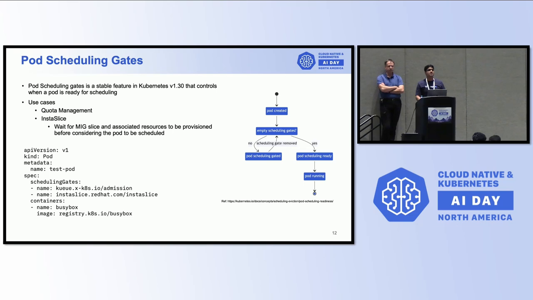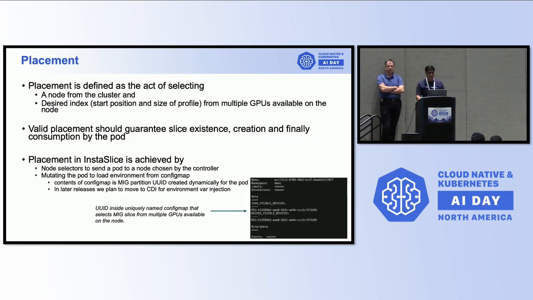The next feature in the system which we use is scheduling gates, available since Kubernetes 1.30. A pod can have multiple scheduling gates as described in the sample pod snippet. InstaSlice consumes gated pods, meaning as soon as a pod enters the system, it is gated by the InstaSlice controller so that the scheduler is not busy waiting on it to perform necessary setup, which involves slice creation with placement. We talked about placement in the previous slide.